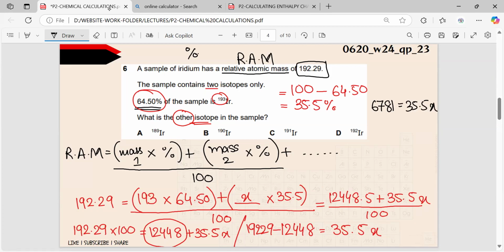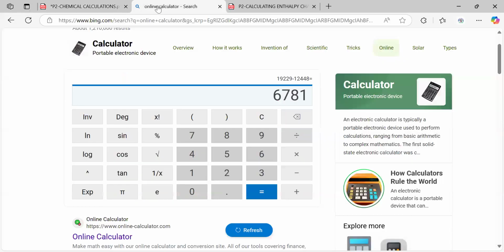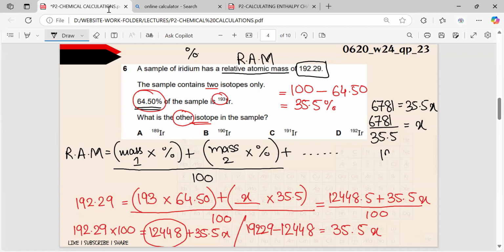Now take this 35.5 to this side. It will divide, because over there it was multiplying with x. We'll divide 6781 by 35.5, which is 191.0. So the value of x is 191 and the answer is C. Iridium 191 is the second isotope.